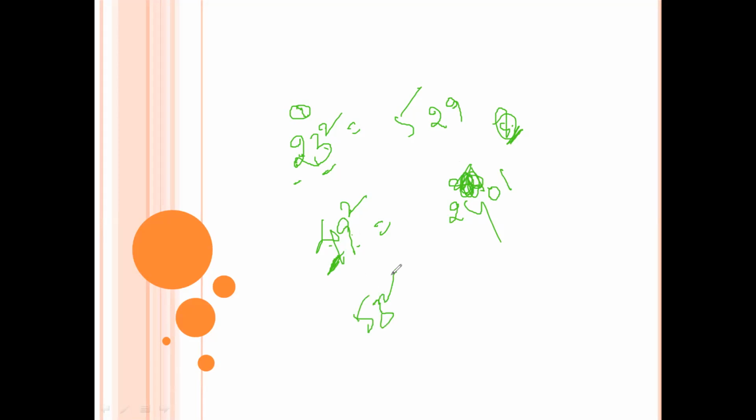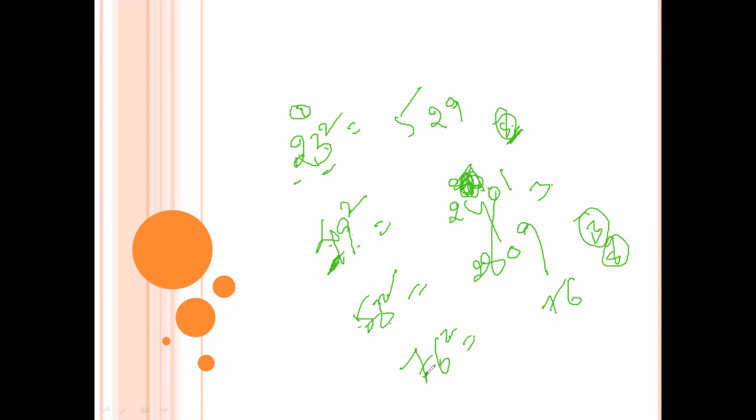53 square. 3 square is 9. 3 into 2 is 6. 6 into 5 is 30. 3 carry. 5 square is 25, plus 3 is 28. 76 square. 6 square is 36, so 6 here, 3 carry. 6 into 2 is 12. 12 into 7 is 84, plus 3 is 87. 7 square is 49, plus 8. 49 plus 8 is 57. So in this way, find the square of any number.